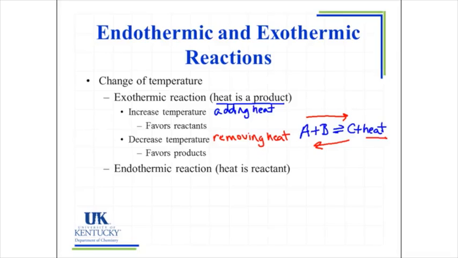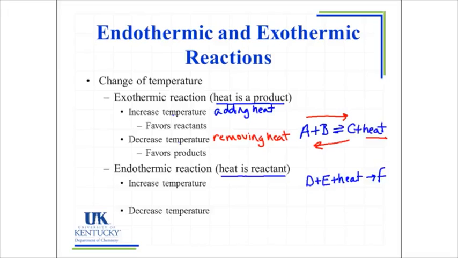But now we need to look at the endothermic reactions, and in this case, we treat heat as a reactant. So let's say we have the reaction D plus E plus heat. Remember, I'm looking at an endothermic reaction, so heat is being consumed by the reaction. It's treated as a reactant, and we go to forming F. Now what I can look at is the same thing I looked at for exothermic, increasing and decreasing temperature. How does the system respond? Remember that I said if we're increasing the temperature, we're adding heat again.